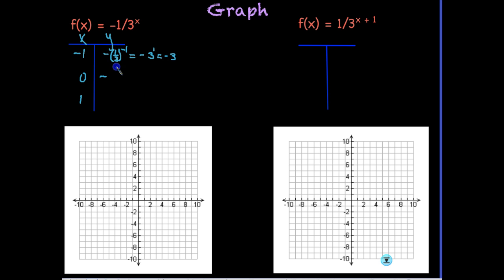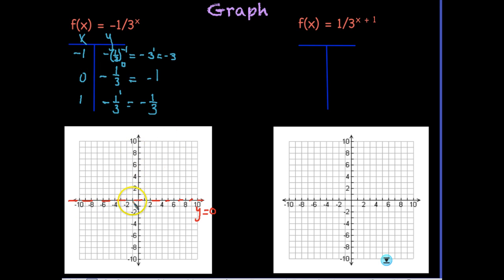Okay, in this one now we have negative times 1/3 to the 0. Anything to the 0 is 1, so that leaves us with negative 1. And then in the last one, we have a negative times a 1/3 to the 1. 1/3 to the 1 is still 1/3, so we're left with negative 1/3. Okay, remember what we talked about. Always sketch in your asymptote before you graph. So we don't have any shifts up or down, so our asymptote is still going to be y equals 0.